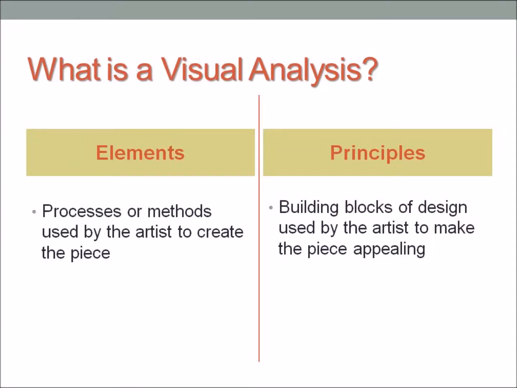What is a visual analysis? It is the standard approach to interpreting art. Two main parts to a visual analysis, the elements and the principles, will be discussed here. Elements are the methods incorporated by the artist to create the piece. Principles are the building blocks of design used by the artist to make the piece appealing.